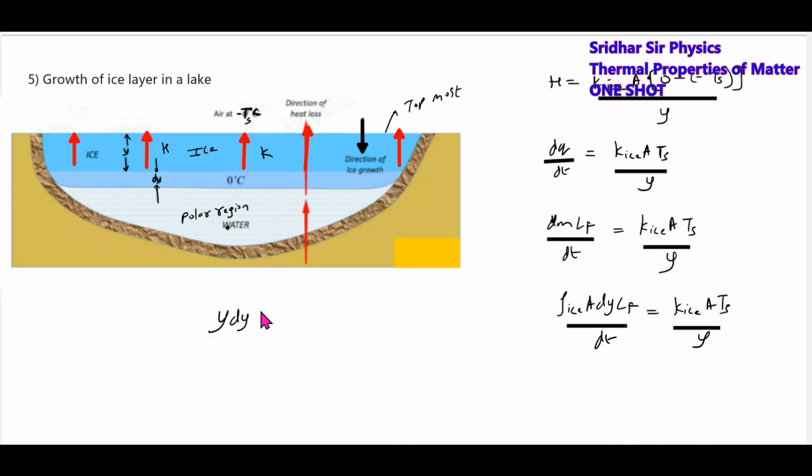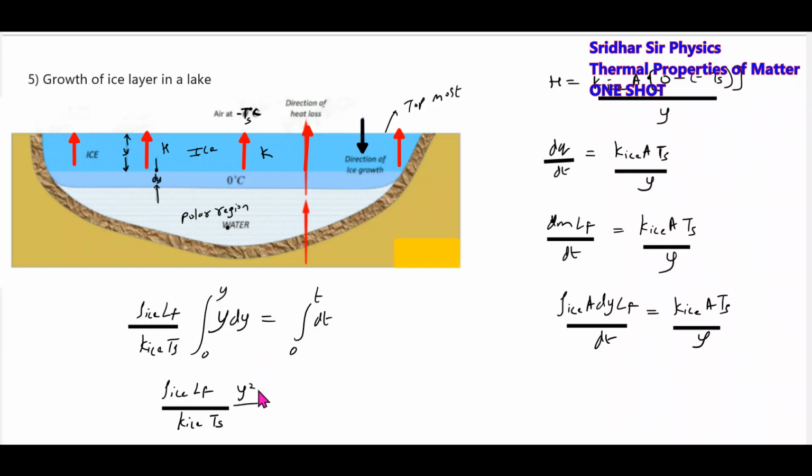This will become y dy equal to density of ice, latent heat of fusion, thermal conductivity of ice, and temperature of surroundings, and this will be dt. So this will become y square by 2. Okay, the time is proportional to y square. Remaining all are constant, independent of area. Time taken for the growth of ice layer. What is t? Time taken for the ice layer to grow from 0 to y.